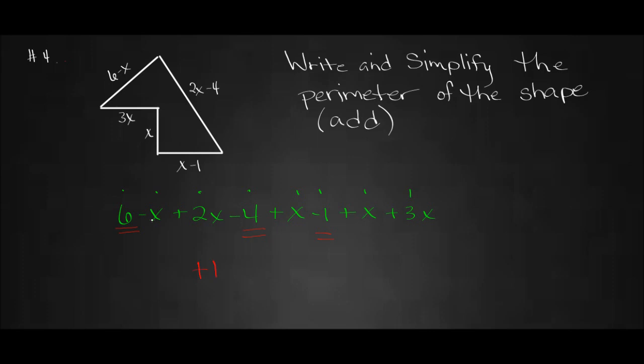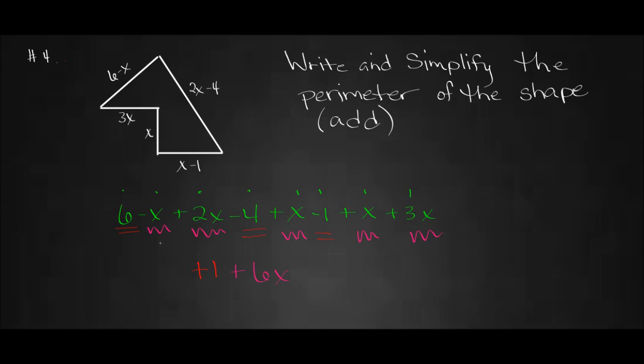Next, let's look at things that have just regular x's. So we have an x here, a 2x here, an x here, an x here, and an x here. All I was looking for was the same variable. So if we take a minus x, plus 2x, plus 1x, plus another 1x, plus 3x, that gives me 6 x's. That's all we need to do.